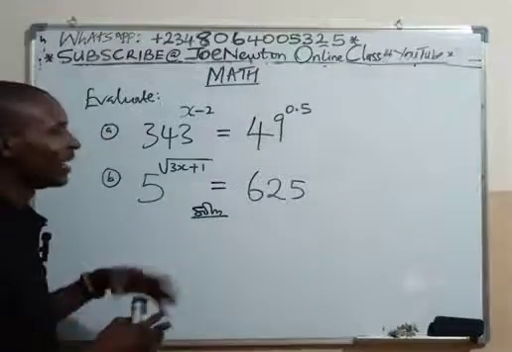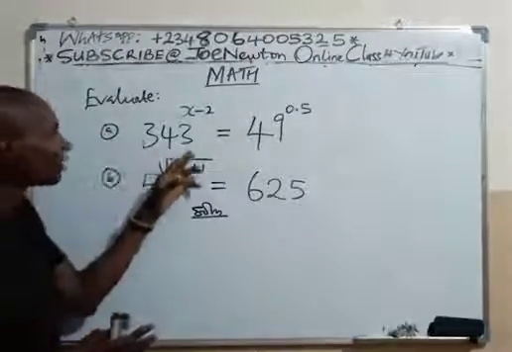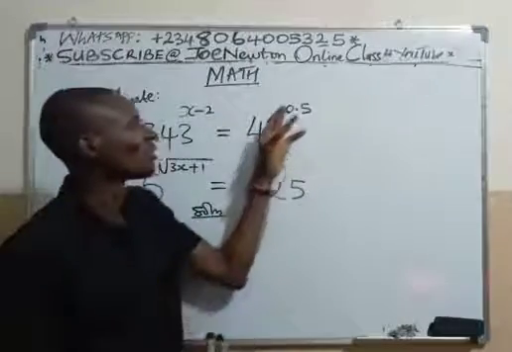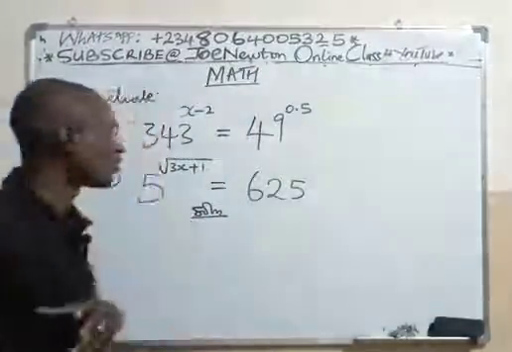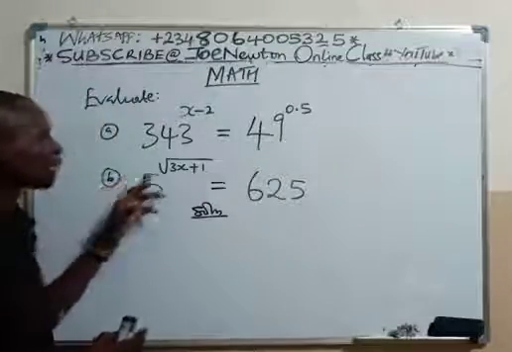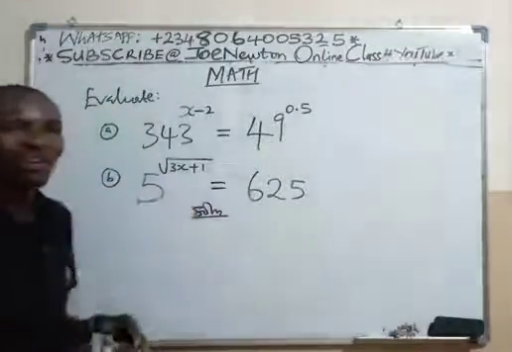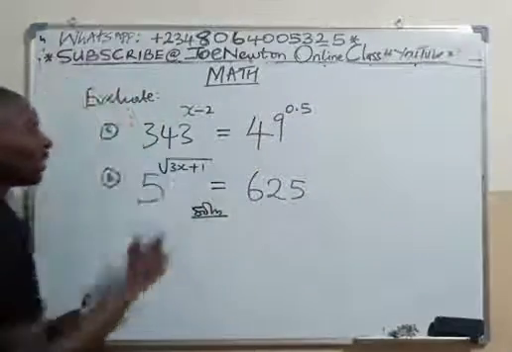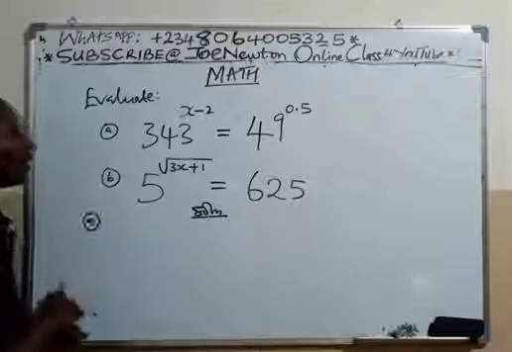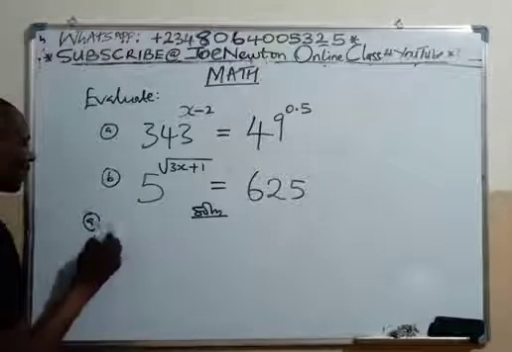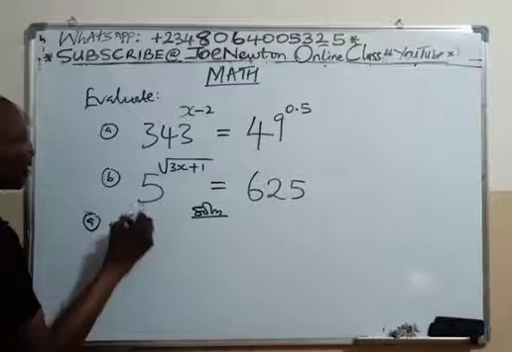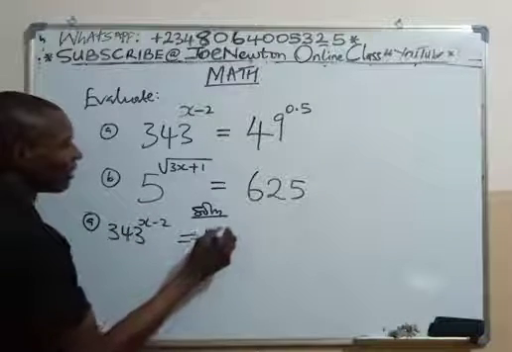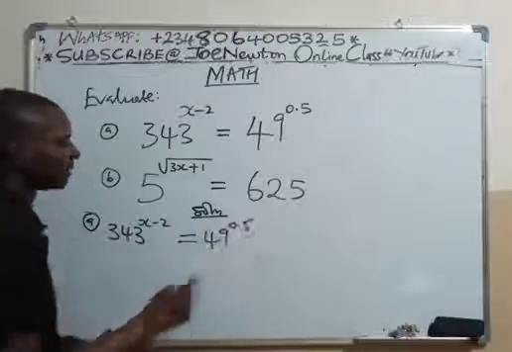We are given in question A to evaluate 343 raised to the power of x minus 2 is equal to 49 raised to the power of 0.5. Then question 2 says 5 raised to the power of square root of 3x plus 1 is equal to 625. So solving number 1, for A, we are given that 343 raised to the power of x minus 2 is equal to 49 raised to the power of 0.5.